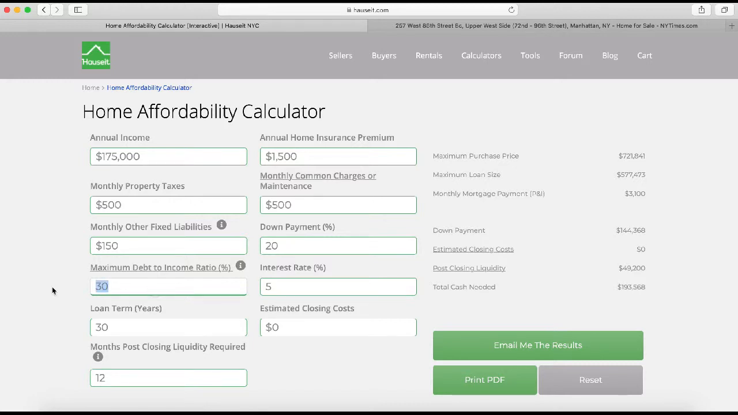If we go even lower to the 25% area, you can see that the maximum purchase price has literally been cut by more than half compared to what it was under our traditional scenario, whereby we're purchasing a condo or a house and we can lend as much as the bank is willing to give to us.